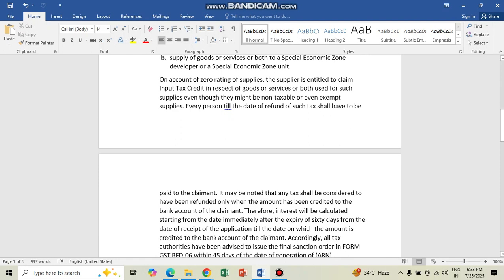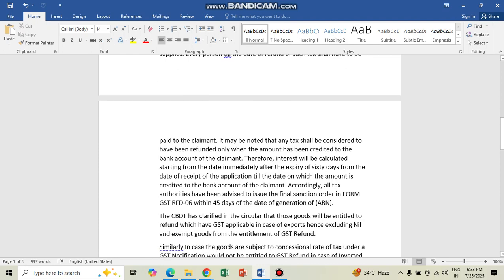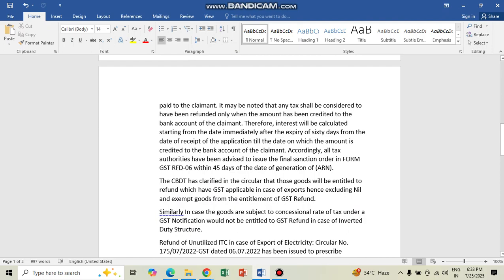Accordingly, all tax authorities have been advised to issue final sanction order in form GST RFD-06 within 45 days of generation of ARN. The CBIC has clarified in a circular that goods will be entitled to refund which have GST applicable in case of export. Hence, nil and exempt goods will be excluded from the entitlement of GST refund. Similarly, in case goods are subject to concessional rate of tax under a GST notification, they would not be entitled to GST refund in case of inverted duty structure.